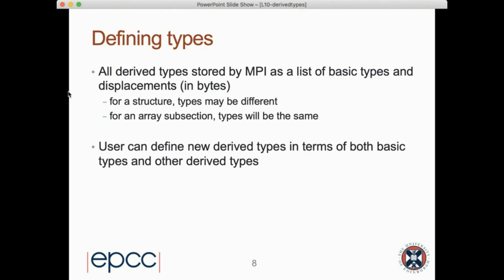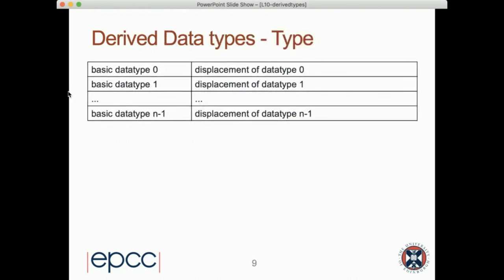And what makes this system really powerful is that we can nest types. So we can define new derived types in terms of both basic types and of other derived types. That allows us really as much flexibility as we like to build up arbitrary descriptions of data, of what type it is and how it's laid out in memory. Okay, so just to illustrate, what it looks like internally to MPI is essentially a list consisting of basic data types and a displacement for each of them to say how far away it is from the start of the pattern.